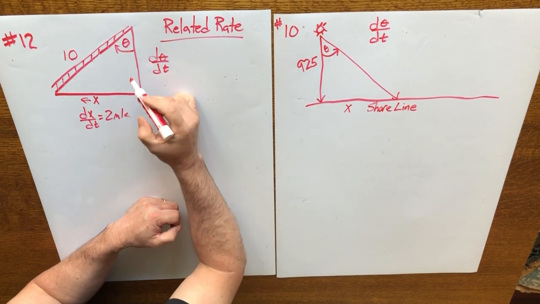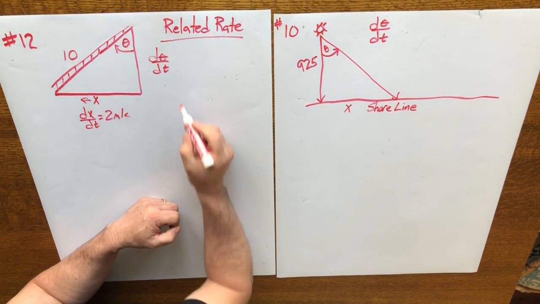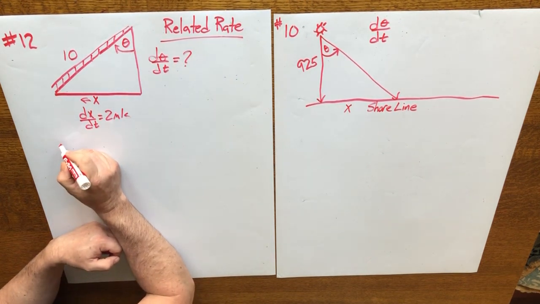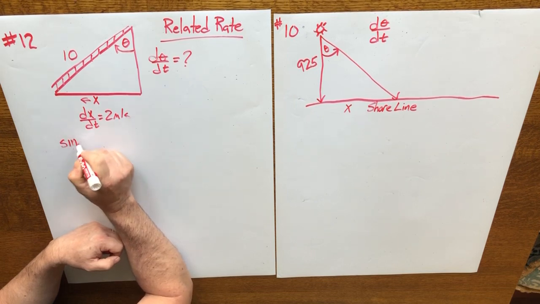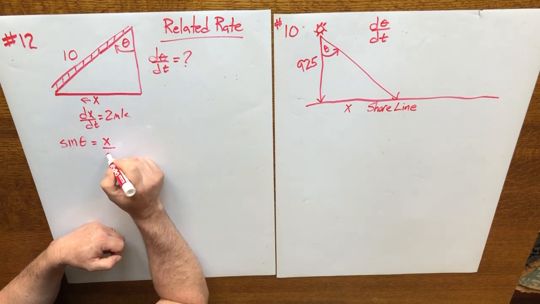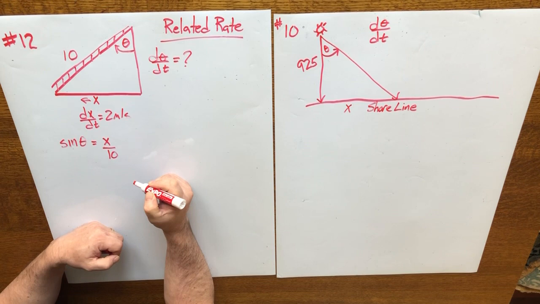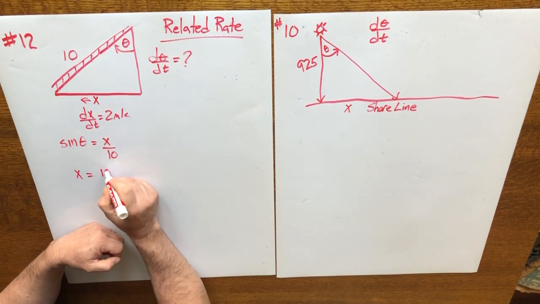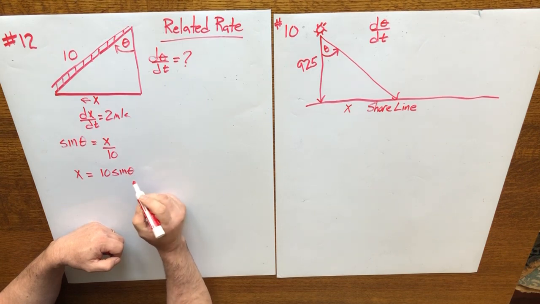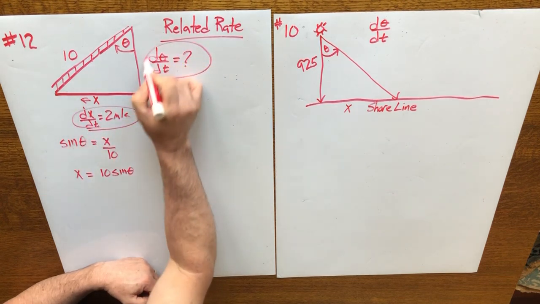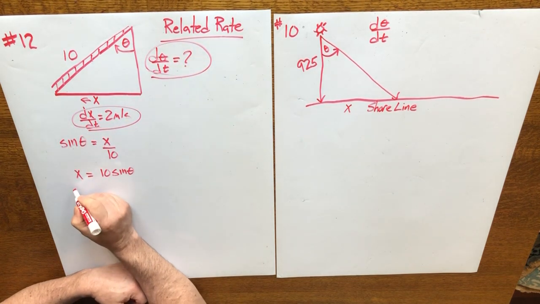So we're going to look at our diagram, and we see theta, x, and 10, and we can use a trig ratio to compare those three. So we can say the sine of theta is equal to x over 10, opposite over hypotenuse. You could leave it like that. You can cross multiply and say x equals 10 sine theta. So you've got a formula with x and theta in it, and those are the two rates that we are given. So let's take the derivative of this with respect to time.